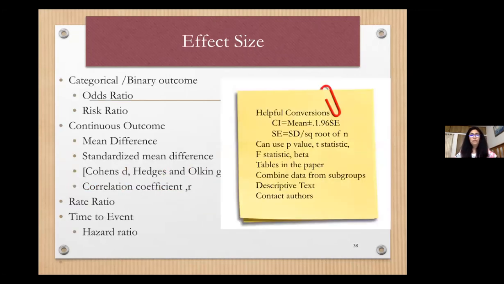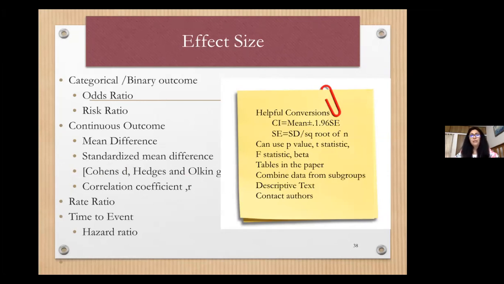So these are the various effect sizes which you have. For example, if your outcome is categorical, you can have an odds ratio or risk ratio. If it's continuous, you can have a mean difference or a standardized mean difference, which is more common. You can have a correlation coefficient. And in case of time-to-event data, you can have a hazard ratio.